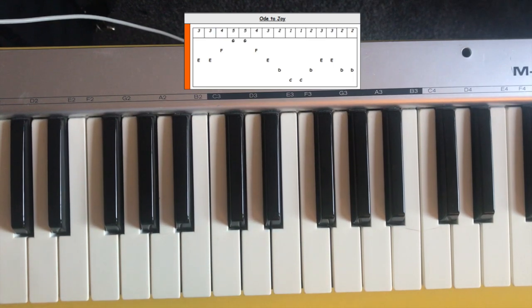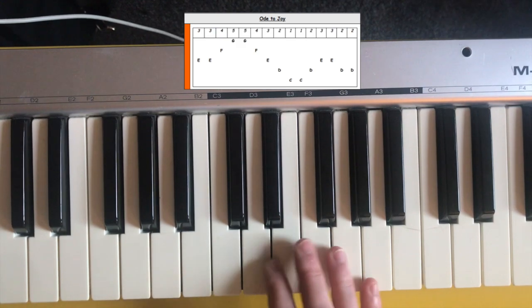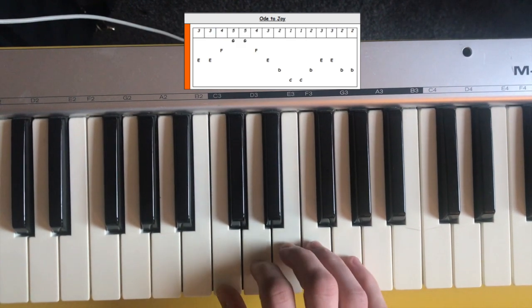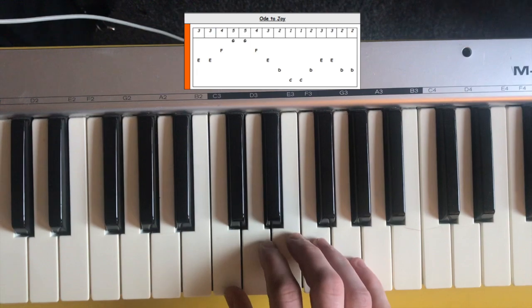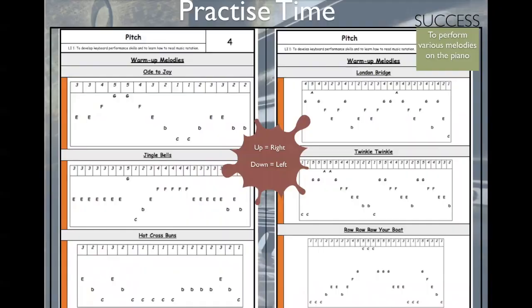Yeah, so the key thing is breaking it up into sections. Learn the first couple of notes, try and get the rhythm, yeah? Or at least try and get the notes correctly. And then once you've got that, start to add the next section on. Yeah, simple. So let's get some practice in. What I want you to do is to practice each one of these. You should recognize a lot of these different melodies.